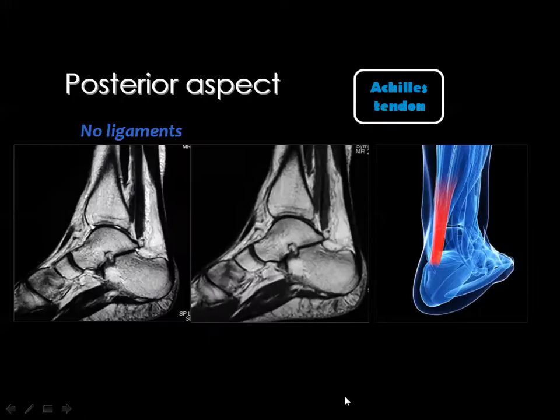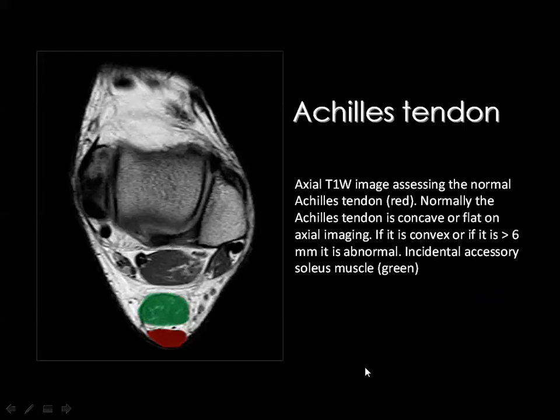Starting with the posterior aspect of the ankle and considering the tendons and ligaments, we have only one tendon and no ligaments. The tendon is the Achilles tendon, and it is attached to the posterior aspect of the calcaneus. It is one of the strongest tendons in the body. It is best evaluated in the axial and also in the sagittal images.